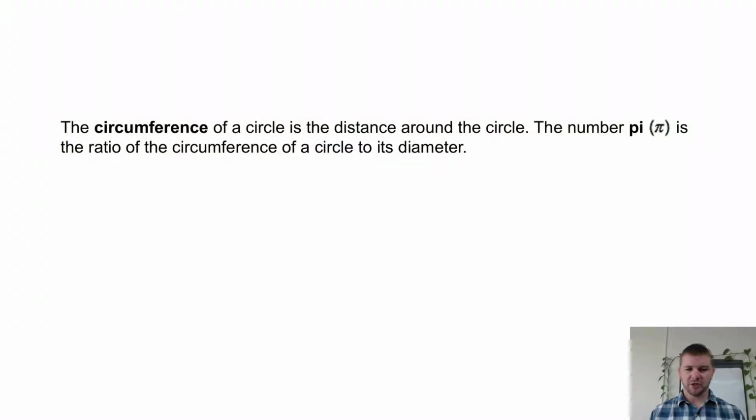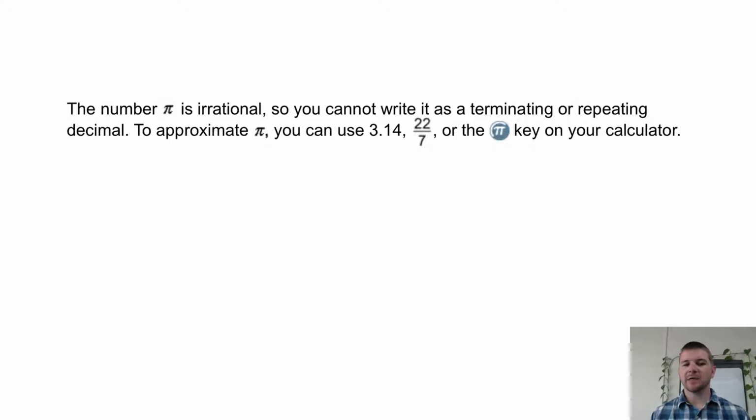The circumference of a circle is the distance around the circle. The number pi is the ratio of the circumference of a circle to its diameter. The number pi is irrational, so you cannot write it as a terminating or repeating decimal. To approximate pi, you can use 3.14, 22/7, or the pi key on your calculator.